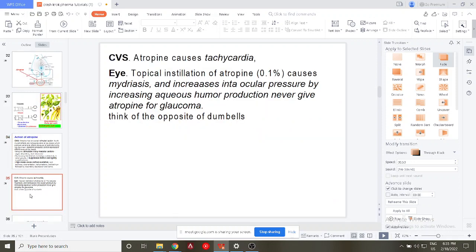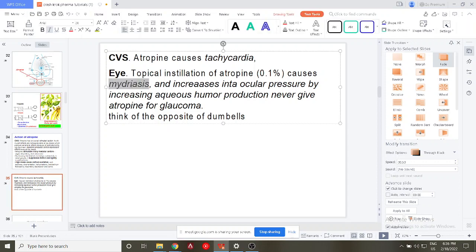Okay, so in the cardiovascular system, atropine causes tachycardia. Remember, we talked that cholinergic drugs cause bradycardia. So this is the opposite. So atropine is going to cause tachycardia, and also in the eye, it's going to cause mydriasis. So who can tell me what's the definition of mydriasis? Anyone, please, very fast.